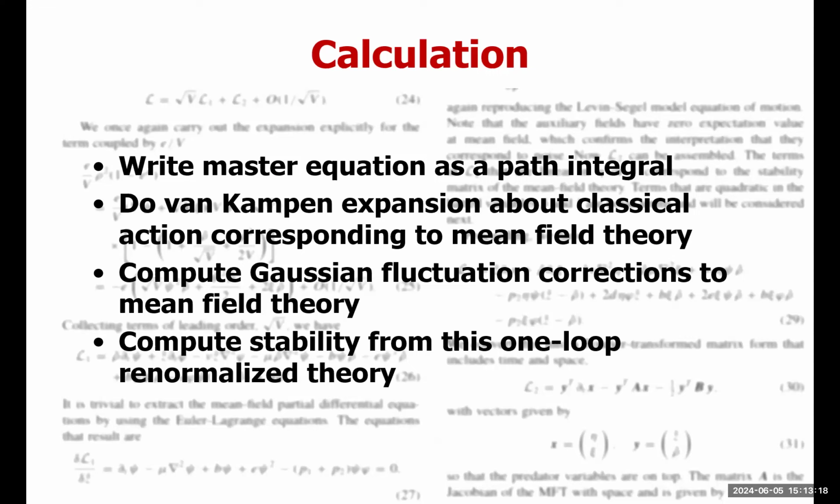So let me just tell you what you actually do. You write the master equation as a path integral. You do the Van Kampen expansion about the saddle point corresponding to mean field theory, and you compute the one loop fluctuation, the Gaussian fluctuations about mean field theory, just like we talked about in class, and then you compute stability from this one loop, the renormalized theory. So it's quite a nasty calculation, but you can do it.